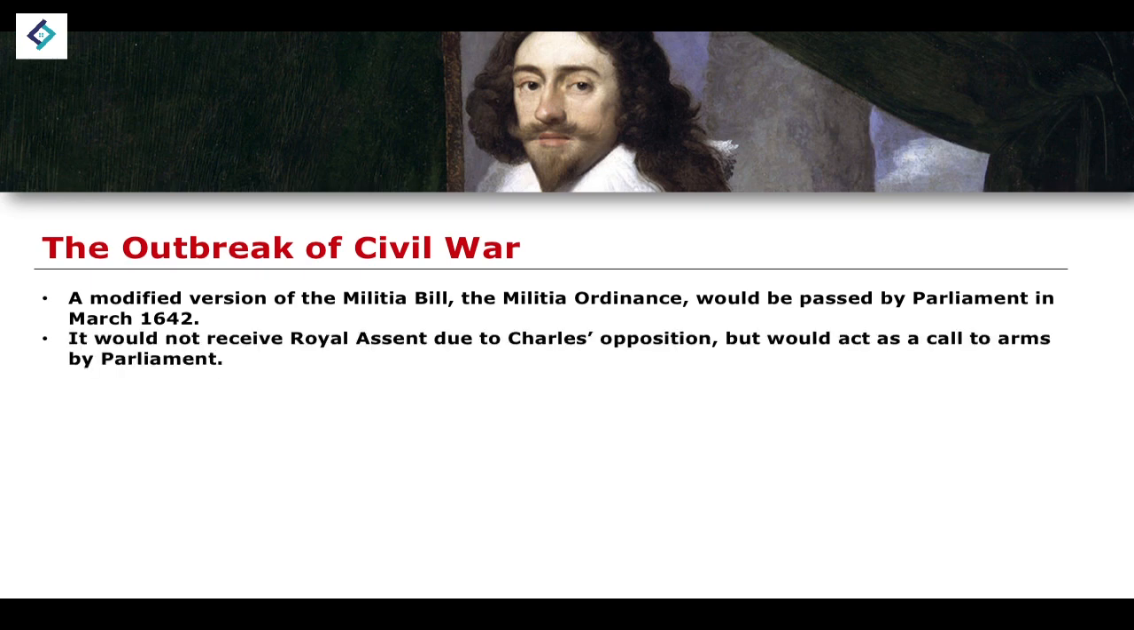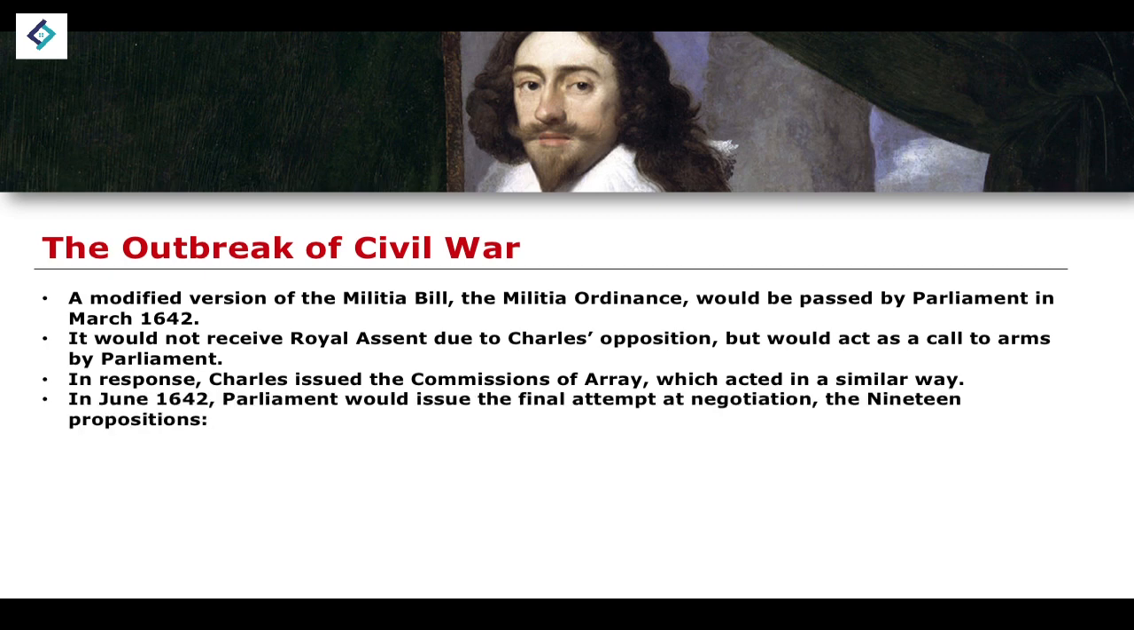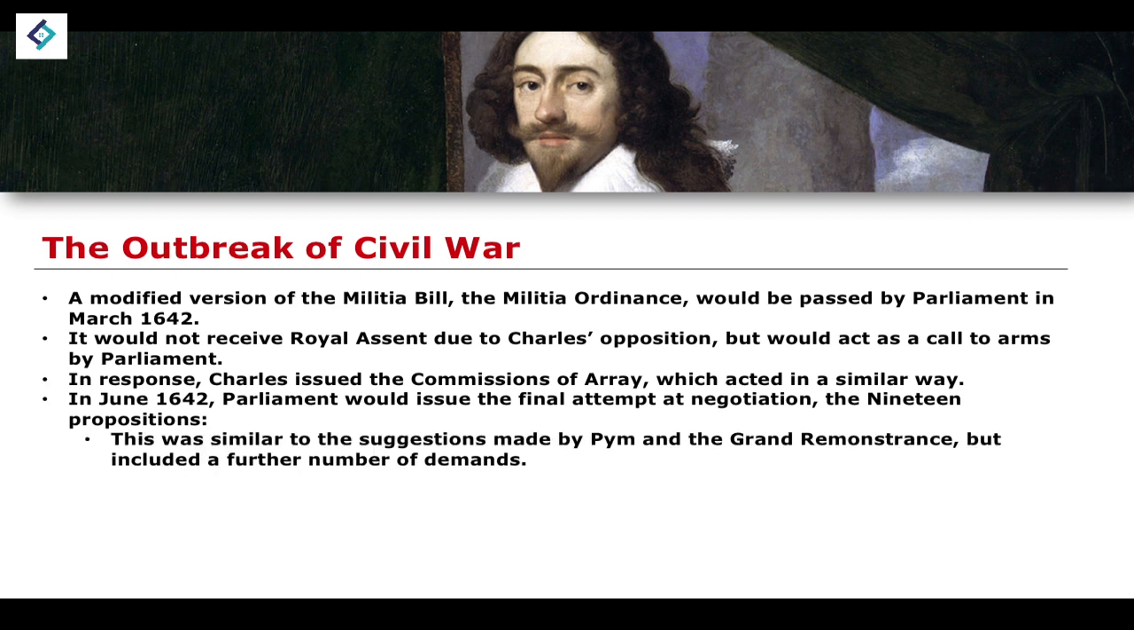Now, what essentially it did was act as a call to arms by Parliament. It was not an official piece of legislation for the fact that it did not receive royal assent, because of course Charles was not going to assent to the raising of an army against himself, but it essentially was a call to arms by Parliament. In response to this, what Charles issued was his own calls to arms, which was known as the Commissions of Array. And in June of 1642, Parliament would issue the final attempt at a peaceful settlement and a peaceful negotiation, this being the 19 Propositions.